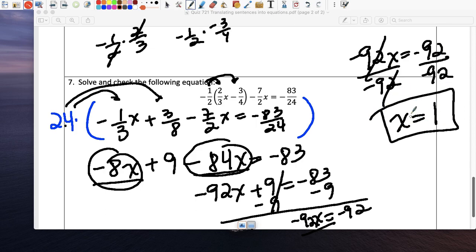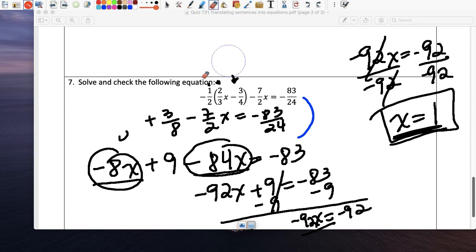I am upset because this was your quiz, and this would have been really easy to grade. All right, anyways, x equals 1. But remember, I'm not going to check because I'm too lazy, but it's solve and check. Well, fine, I can check. So x equals 1.